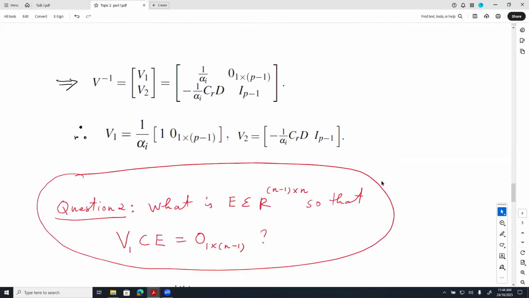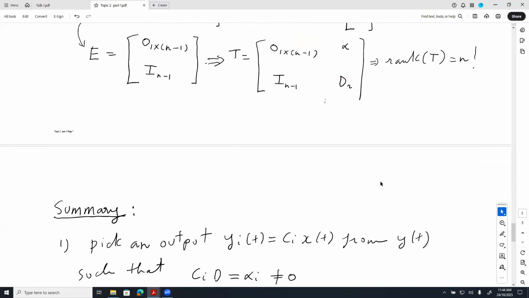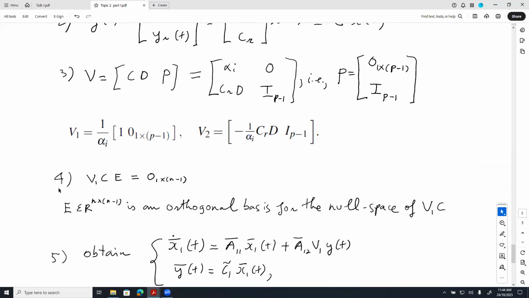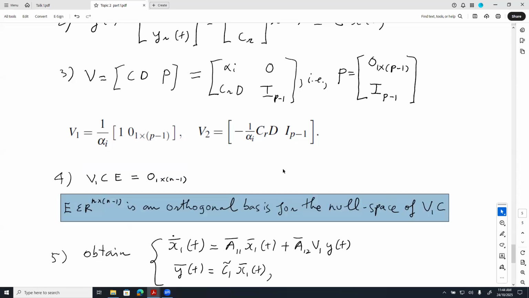Once we have done that, we next look for metric E. We find metric E in such a way that V1 times C is 0. And metric E can be easily obtained as the orthogonal basis for the null space of V1C.